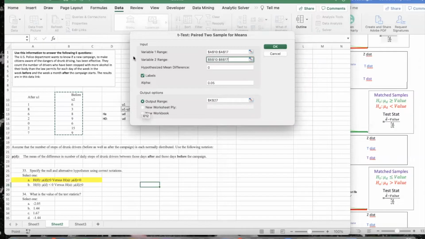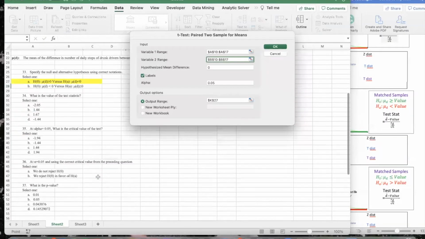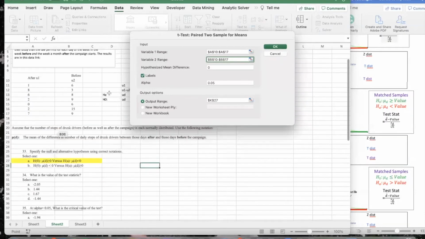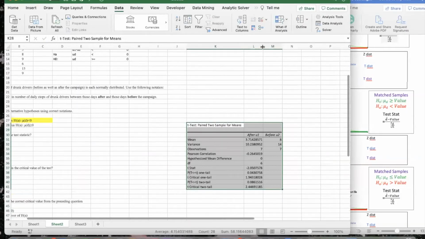I included labels in mine. I included after and I included before in my range. So I'm going to make sure to have labels checked. If you start from here, from 1 and from 6, then you're not going to have labels checked. But because I included labels, I'm going to have labels checked. Our alpha, we can just quickly look down here, is 0.05. So alpha 0.05, have that there. Our output range, you can put that wherever you'd like. I'm just going to put it here. And this is where our output is going to be. So just say, okay. And here we go.